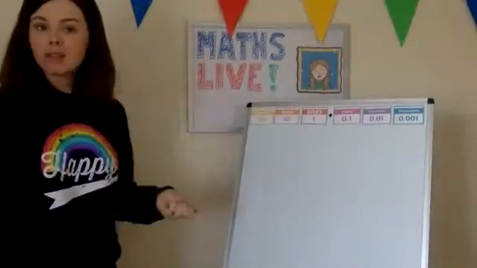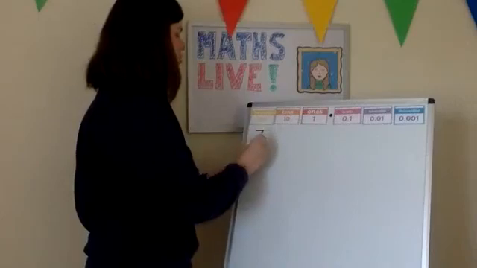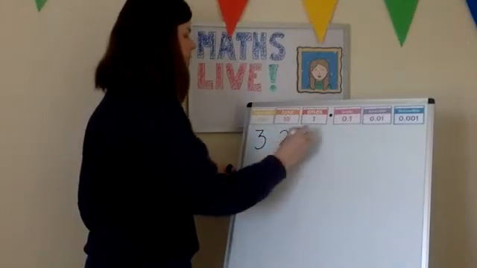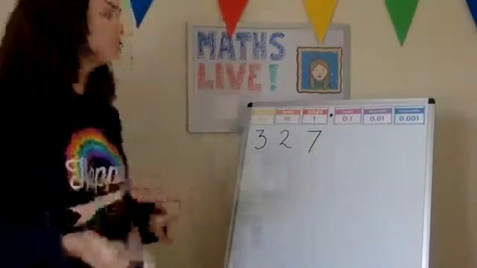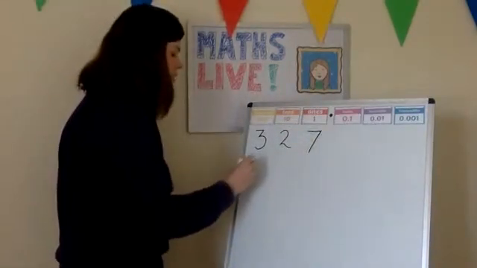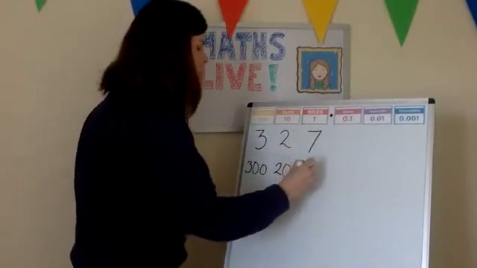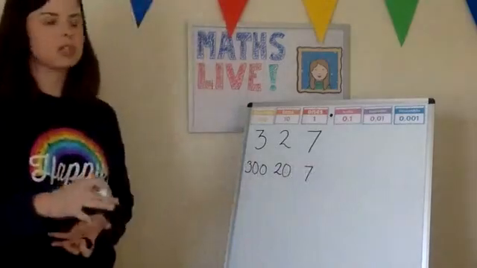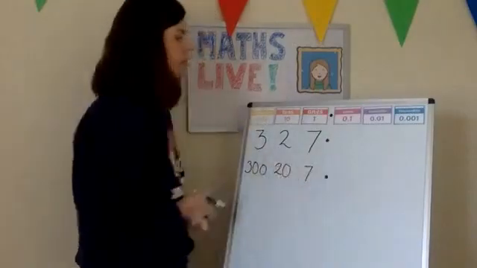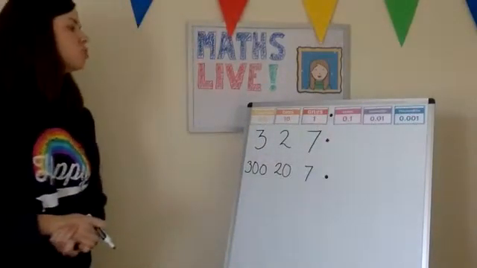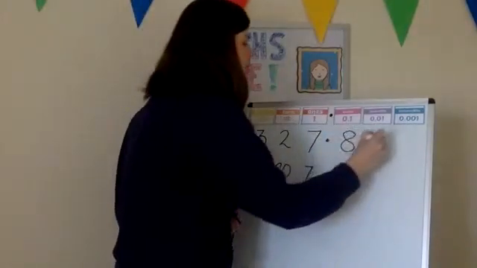So I might write a number. I'm going to think of a number. 327. 327, that is my whole number. We've got 300s, we've got 2 10s, which is 20, we've got 1 7, which is 7. That's easy to partition, easy to break up. And then we've got our decimal point. Okay? I'm going to do 327.860.